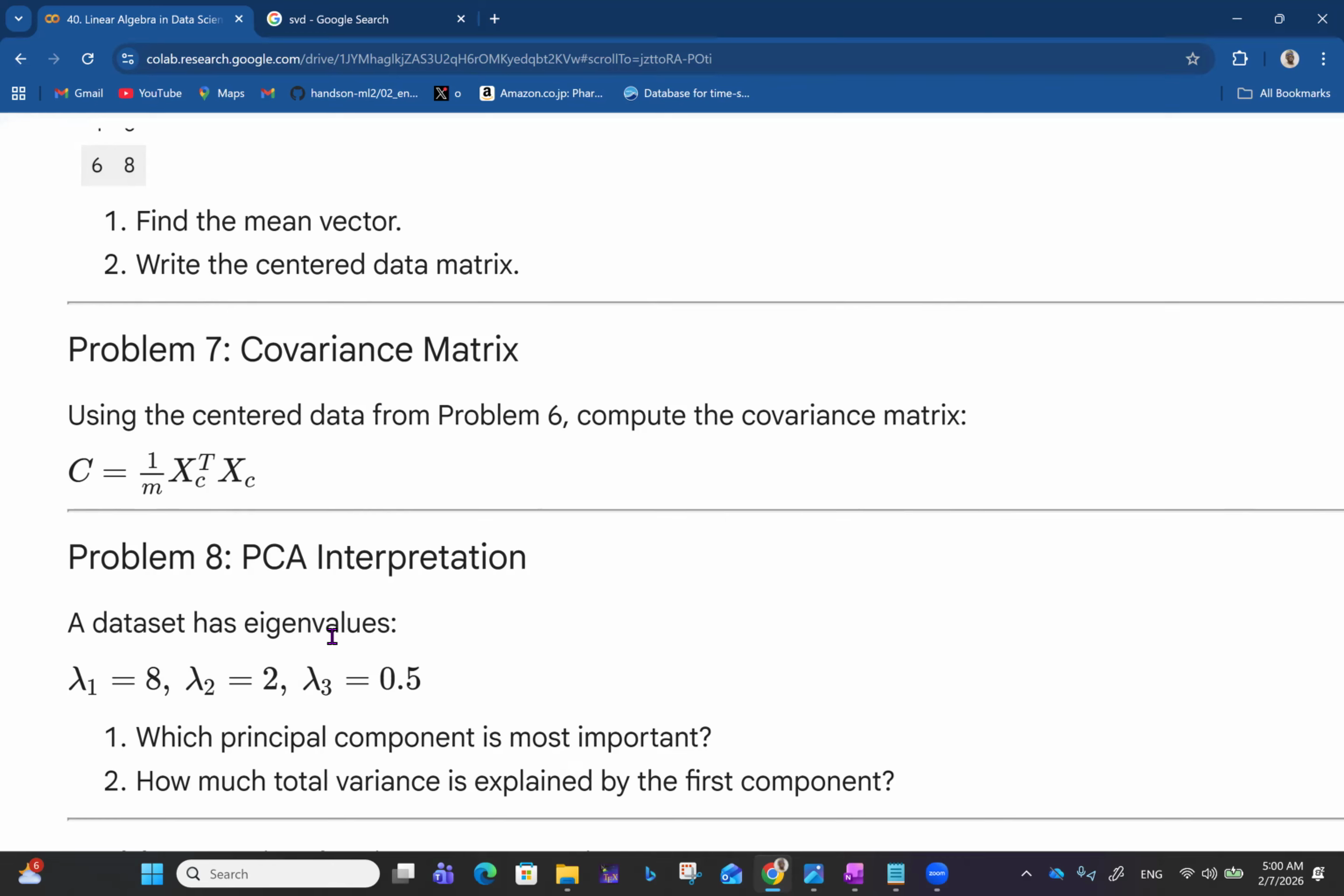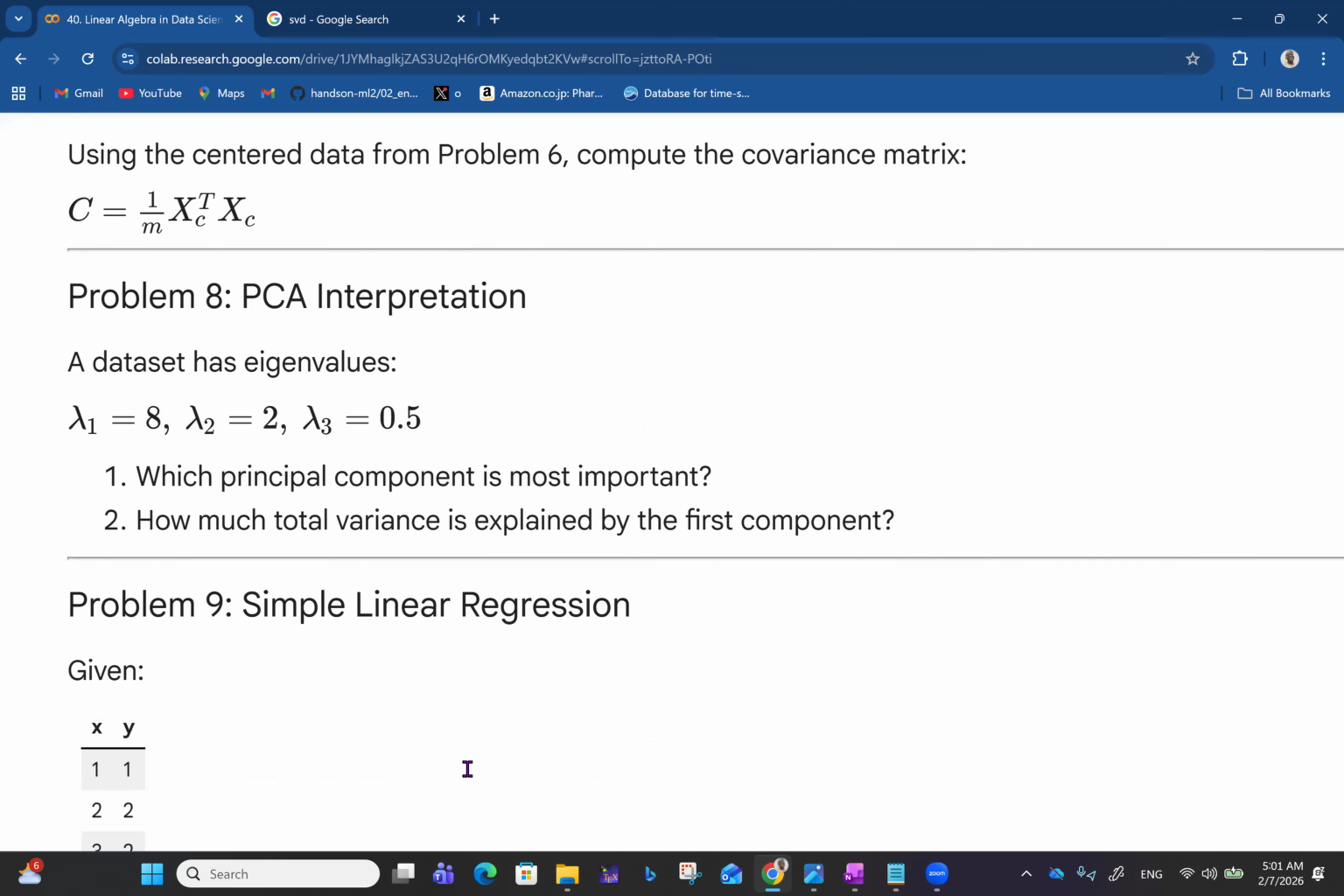The data set has eigenvalues: lambda 1 is 8, lambda 2 is 2, lambda 3 is 0.5. Which principal component is most important? Of course, lambda 1 is most important because it carries the most information. So how much total variance is explained by the first component? Okay, I think maybe that will be 8 over 10.5. That's how much it can explain, because that's what the eigenvalue is telling us.